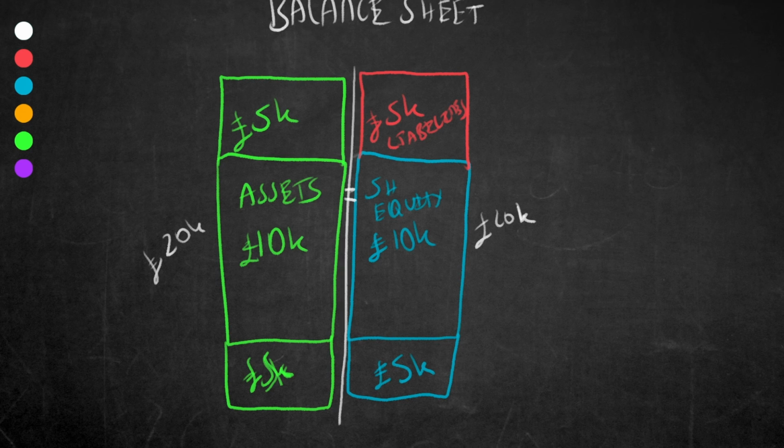Your assets equal your liabilities plus shareholders' equity. That is pretty much, although a very simple overview, exactly what a balance sheet is. I've shown you the three components of a balance sheet and why they need to equal each other. I hope you enjoyed this.